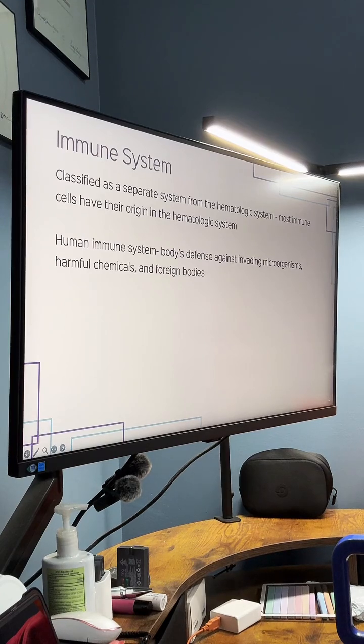The immune system is classified as a separate system from the hematologic system. However, most immune cells originate in the hematologic system. Hematologic. Why am I saying hematologic? Does anybody ever do that? Like, you know how to pronounce a word and you get it out and you're like, that doesn't even sound right. Hematologic.